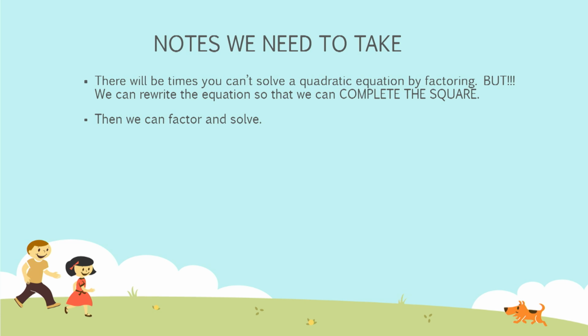There will be times you can't solve a quadratic equation by factoring. We've seen that so far. But we can rewrite the equation so that we can complete the square. Then we can factor and solve as normal. So let's go ahead and see what we're talking about.